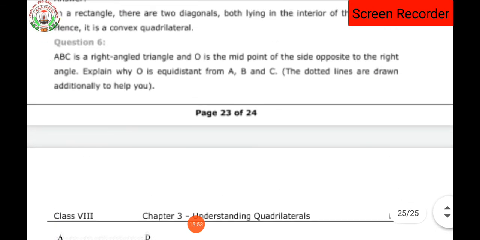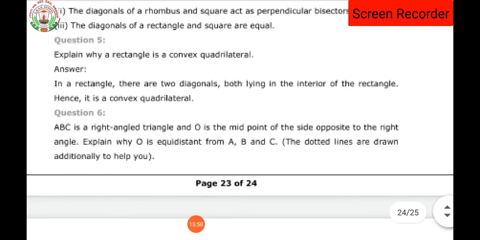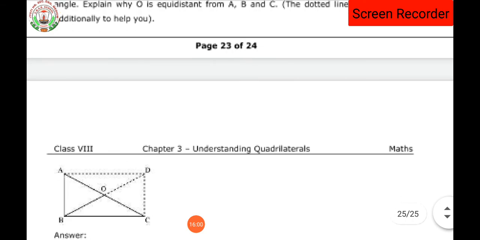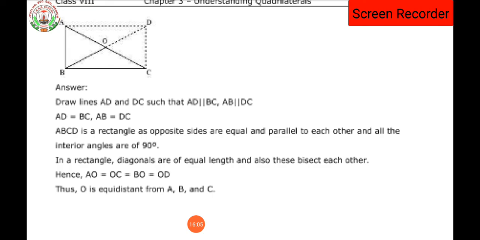So we can say, as the question asked, explain why O is equidistant from A, B and C. By using the property of a rectangle, we have said that O is equidistant from A, B and C. D we had constructed on our own, so D is not asked in the question. That's why O is equidistant from A, B and C. Now you will ask me, teacher, what happened to D? Why is it not equidistant to D? Dear student, O is also equidistant to D.